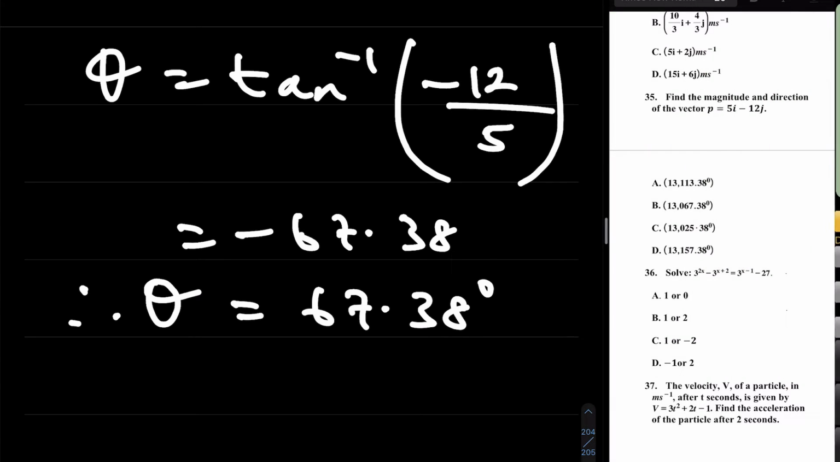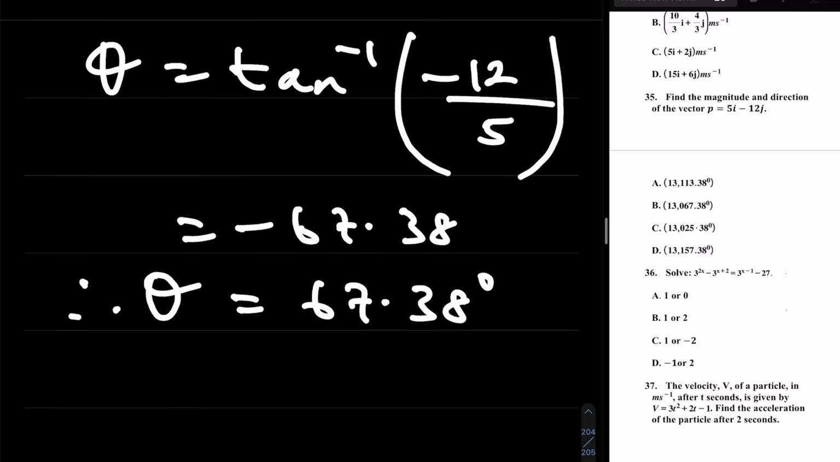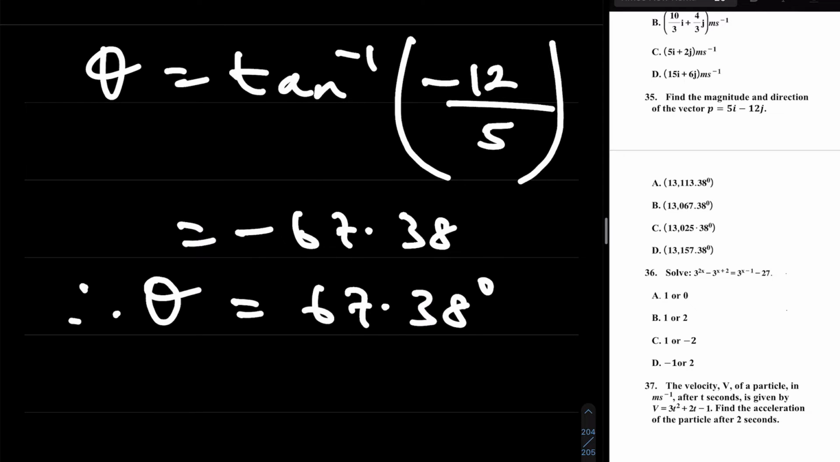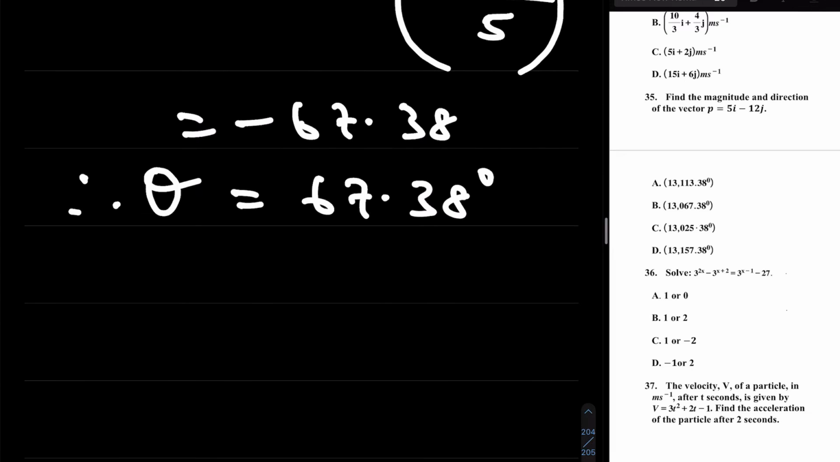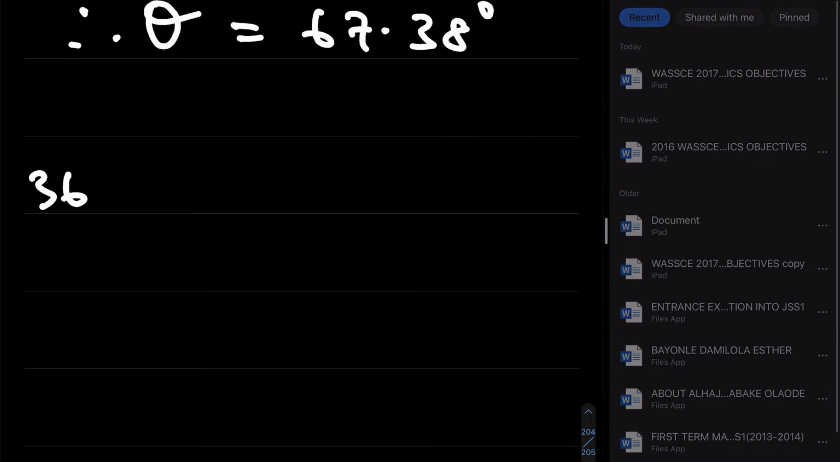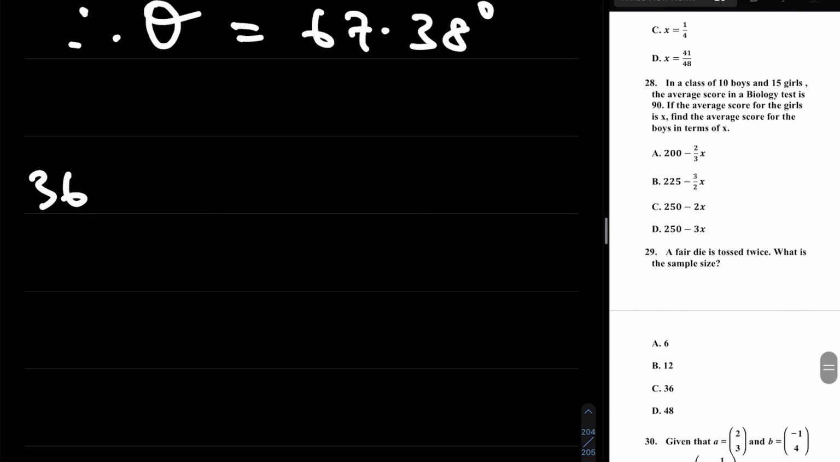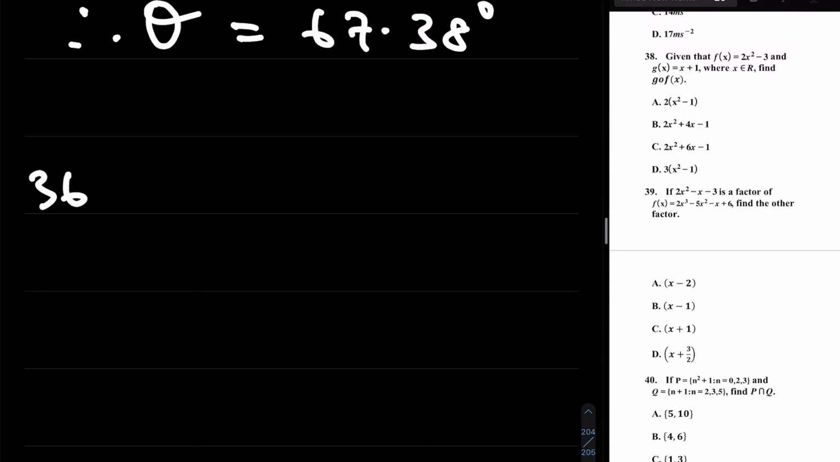So what's the correct option? Magnitude is 13 and direction is 67.38 degrees. So the correct option is B. Number 35 is B. We go straight to the next, which is question 36.